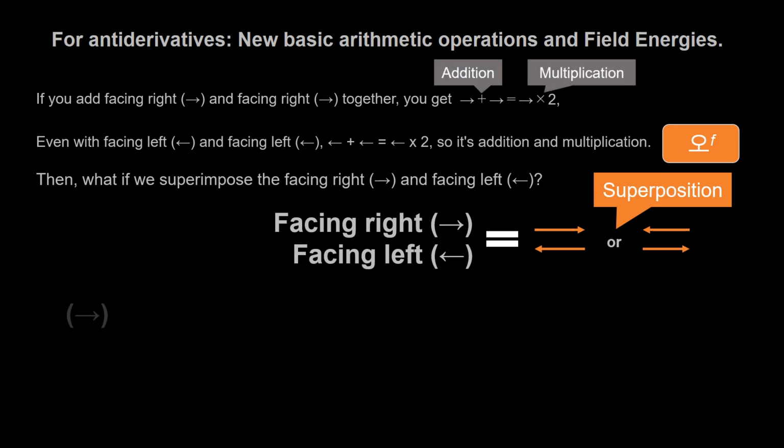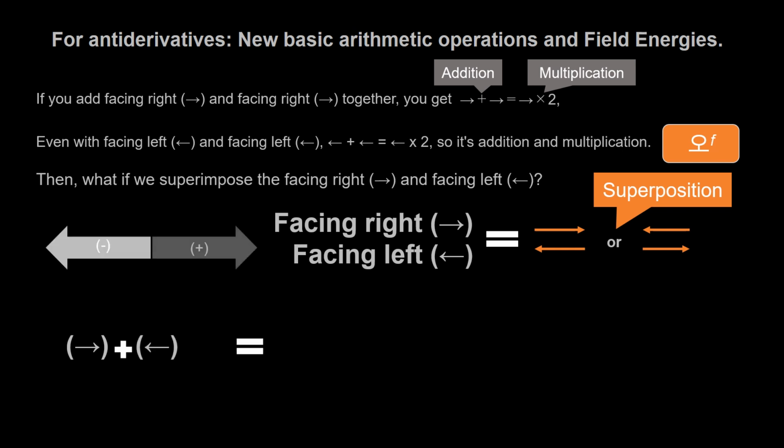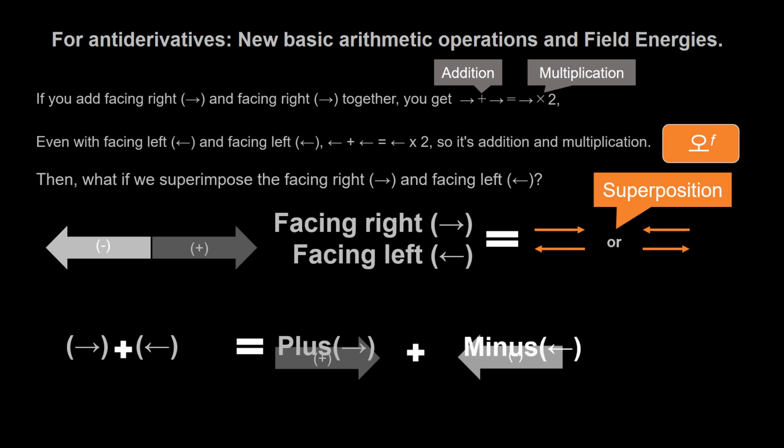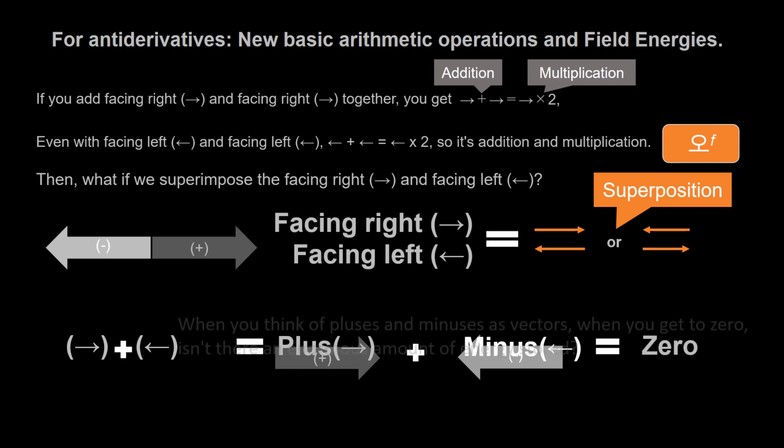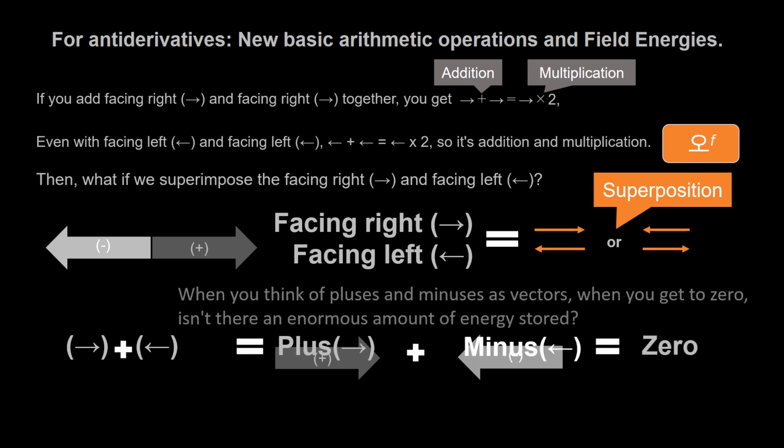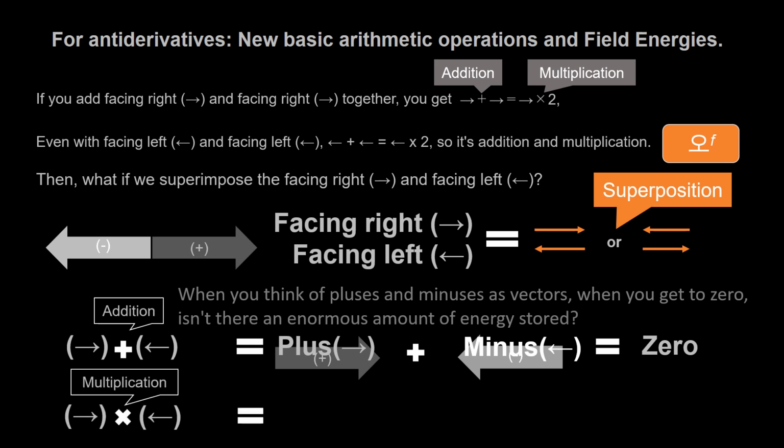Let's explain the back calculation of Rev with a vector. If you add plus and minus, you get 0. But if you think of this as a vector, isn't a huge amount of energy accumulated when it reaches 0? Second, when you multiply a plus by a minus, you always get a minus. Let's remember this phenomenon. This is the same even if the plus and minus are in tangent. When you think of pluses and minuses as vectors, when you get to 0, isn't there an enormous amount of energy stored?